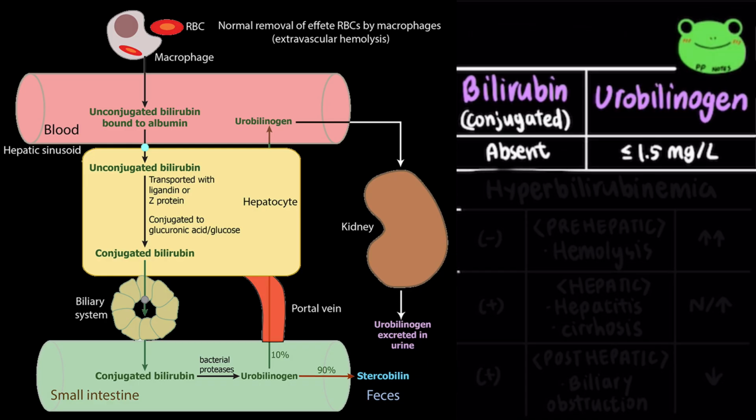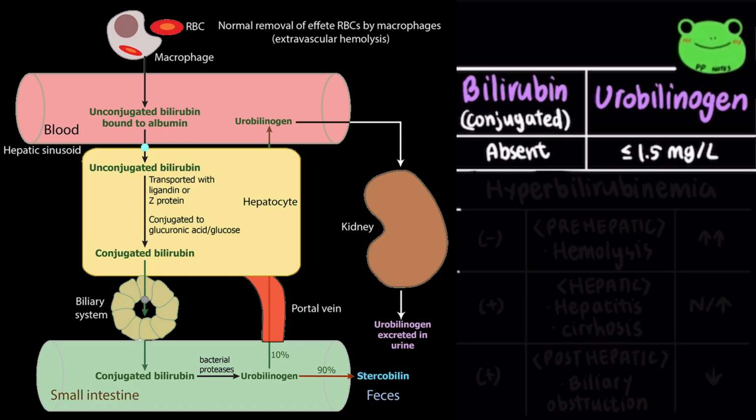Normal urine contains no bilirubin, because circulating bilirubin is primarily unconjugated and water-insoluble. Conjugated bilirubin, although water-soluble, should not be present in urine under normal conditions since it is efficiently excreted into bile. Urobilinogen may be present but normally at less than 1.5 milligrams per deciliter.